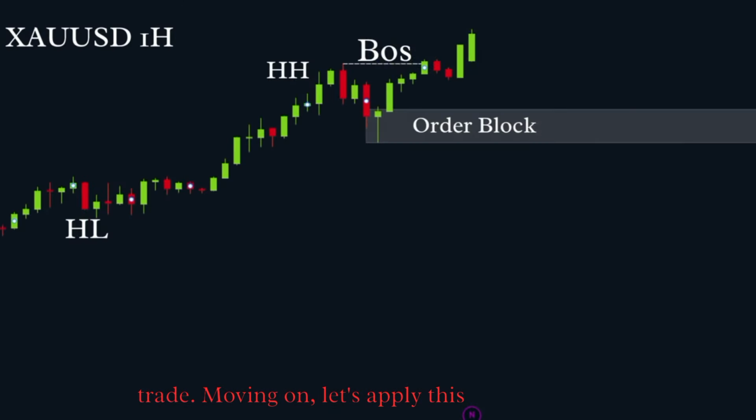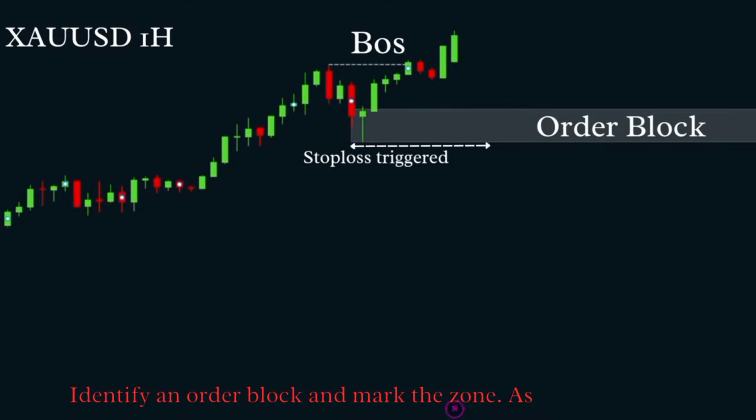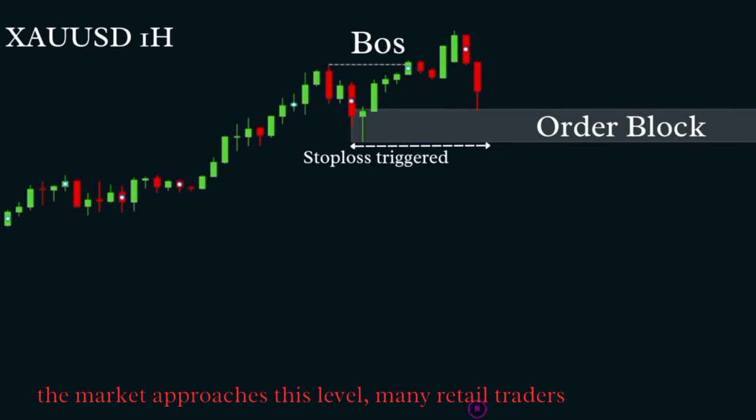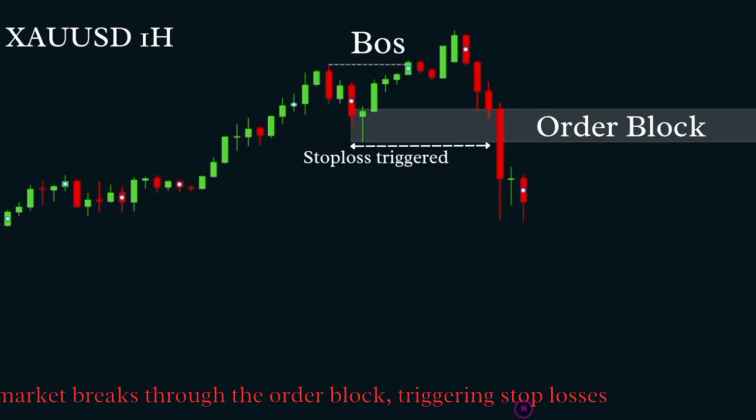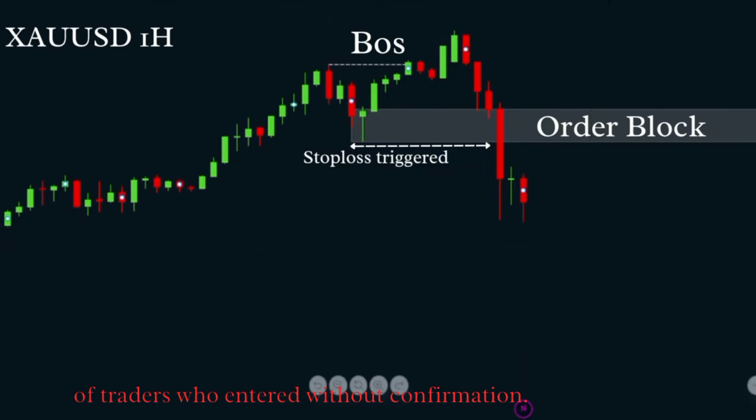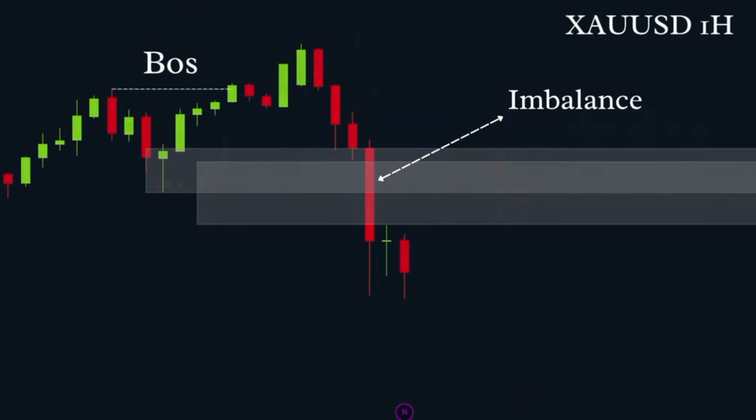Moving on, let's apply this concept to a real chart. Example, gold, USD. Here, the market is in a bullish trend, forming higher highs and higher lows. Identify an order block and mark the zone. As the market approaches this level, many retail traders expect the price to reverse here. However, the market breaks through the order block, triggering stop losses of traders who entered without confirmation.